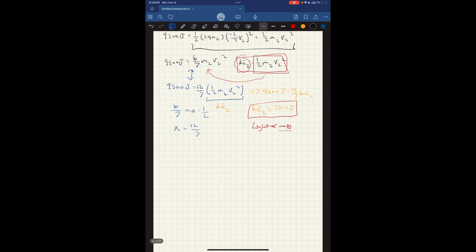Because energy is conserved, no energy is lost to heat or friction or anything. So to find the kinetic energy of 1, it is just 9,500 joules minus 5,500 joules, which should give us 4,000 joules.